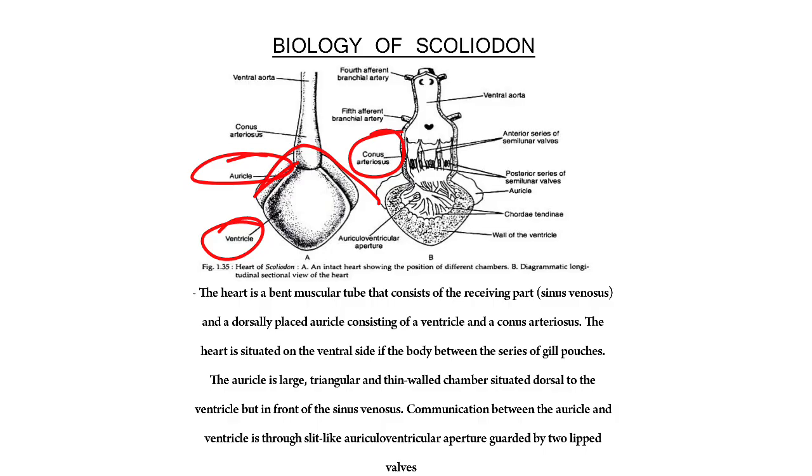It is a single circulation, not a double circulation, not an incomplete double circulation. I hope this explains what we mean by single circulation.